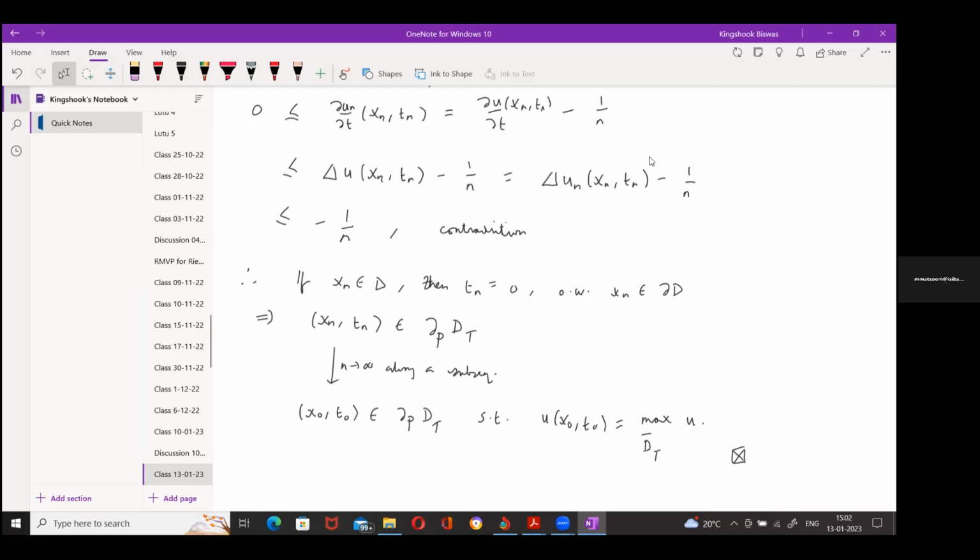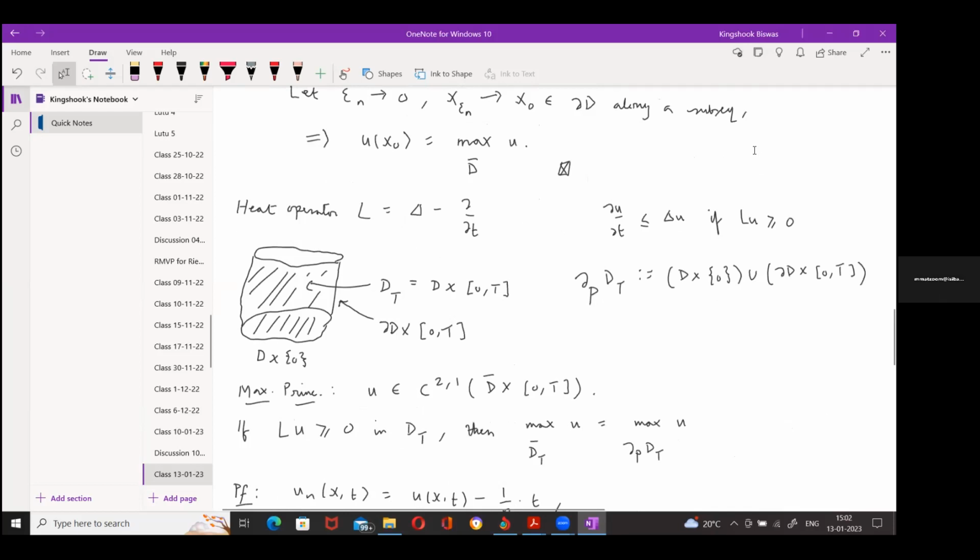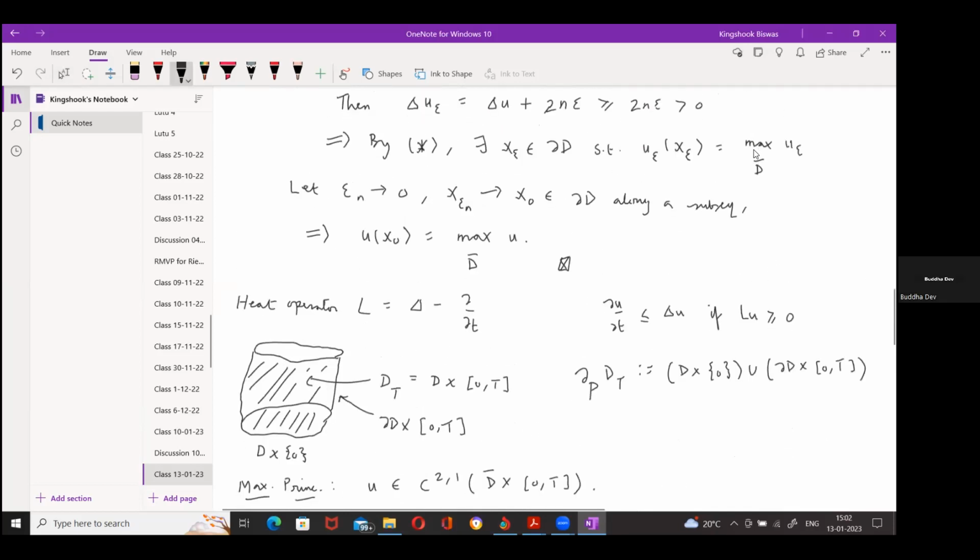Any questions? Yes, what is the parabolic boundary? I defined it here. It's D cross 0 union boundary of D cross (0, T), right? So that means the whole part of the boundary except the top. Yes, all of the boundary except this top part. That's the parabolic boundary.